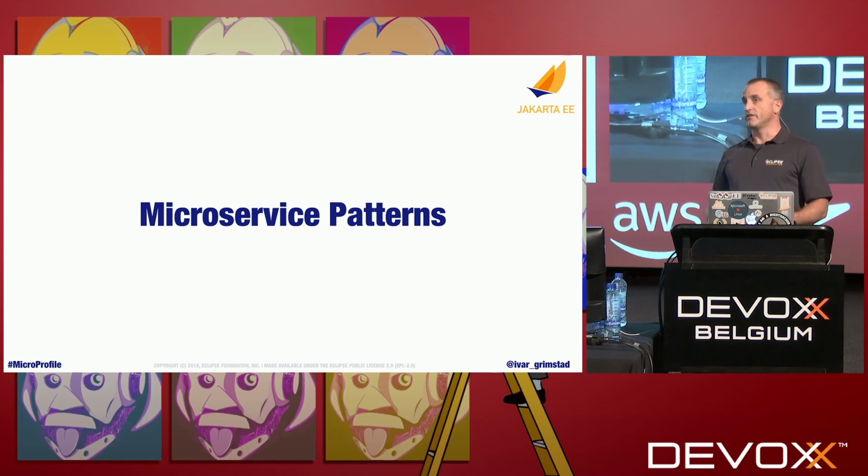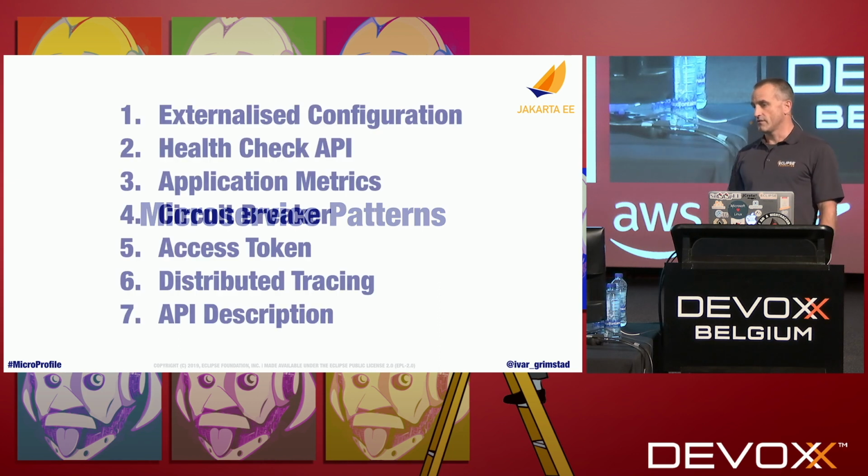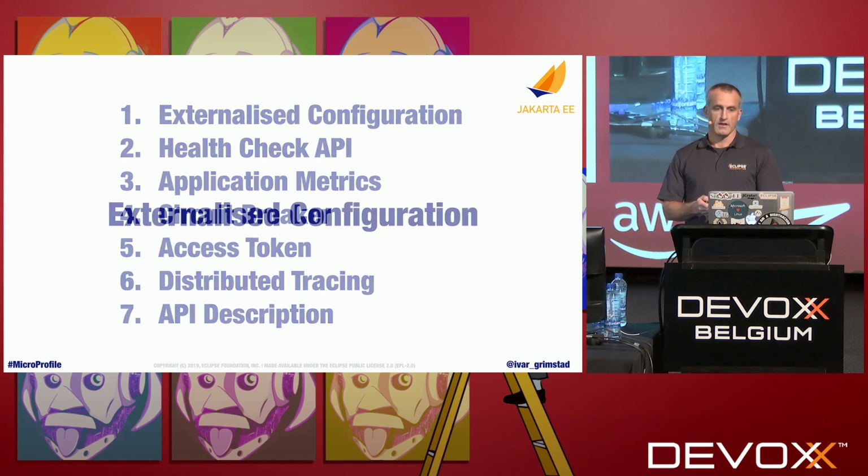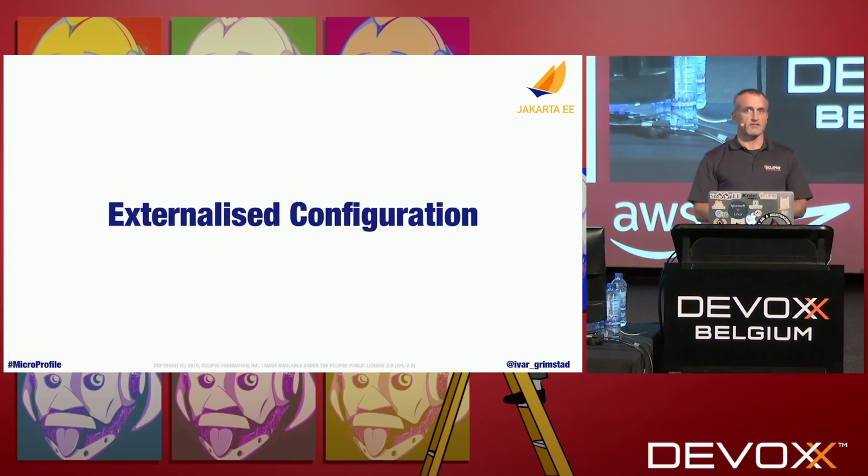And that brings us over to the patterns. So the patterns I'll be covering today are these. It's externalized configuration, health check API, application metrics, circuit breaker, access token, distributed tracing, and API description. And let's start with externalized configuration.